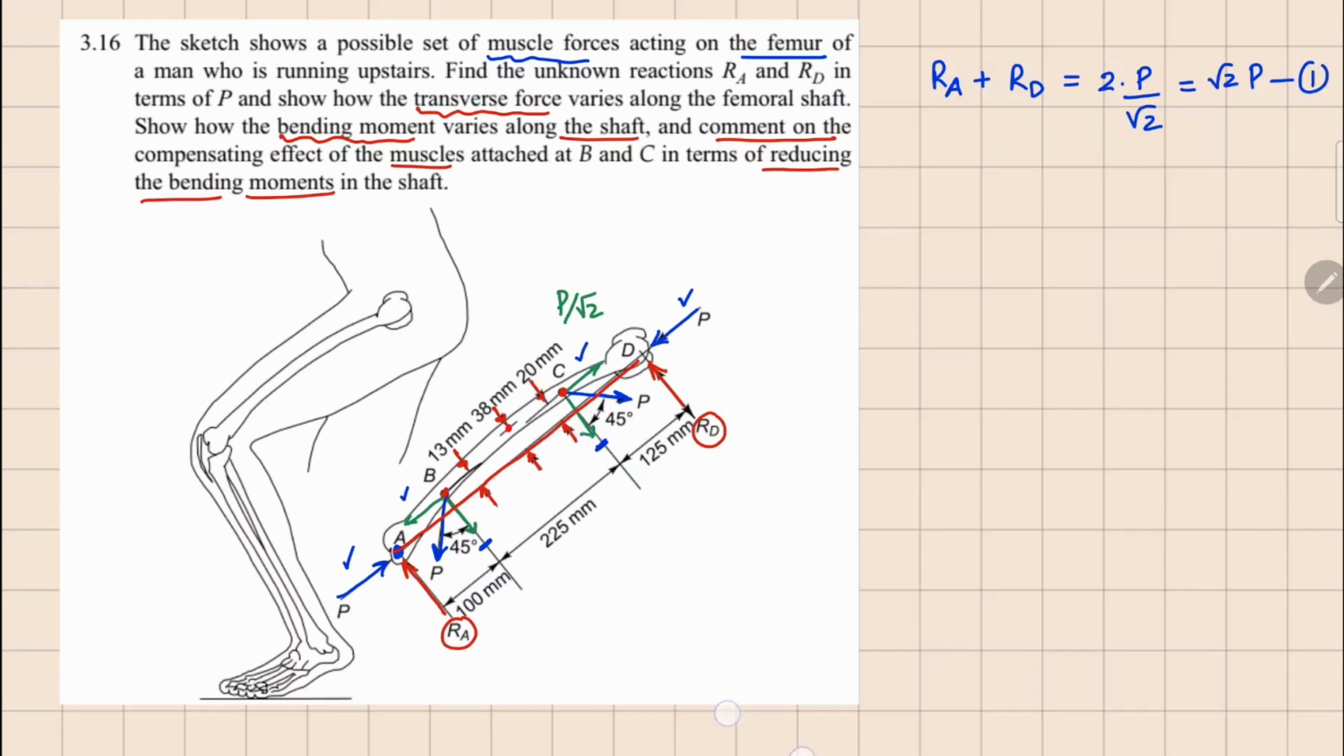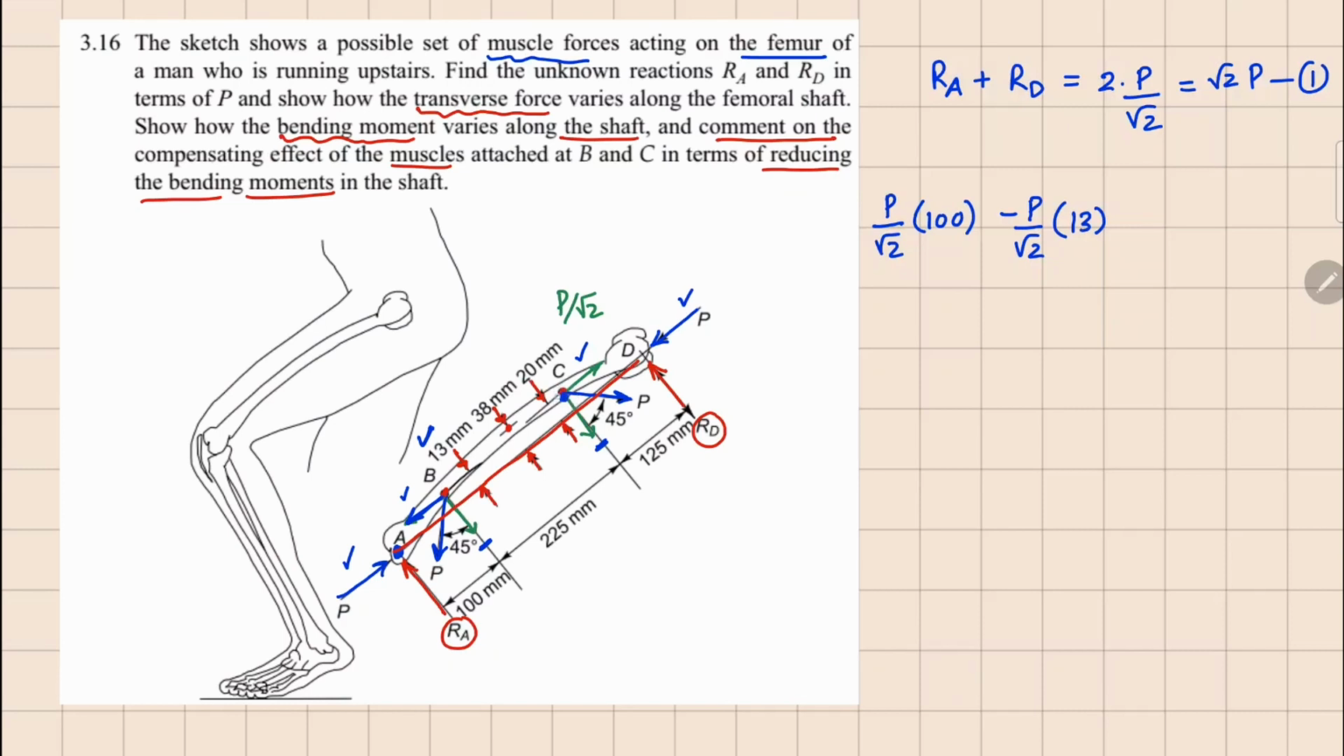So if I take moment about this point A, I can write down the moment because of these two forces. P divided by square root 2, the vertical component, will be at a distance of 100 millimeters, clockwise moment, minus P divided by square root 2 at a distance of 13 millimeters. This component, the horizontal one, will give you a counterclockwise moment.